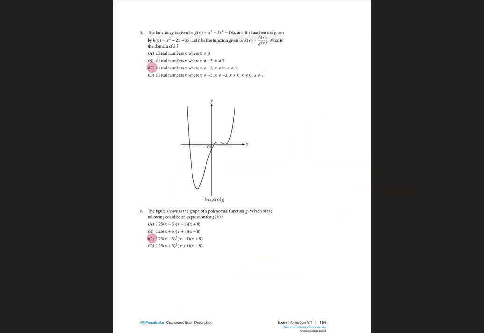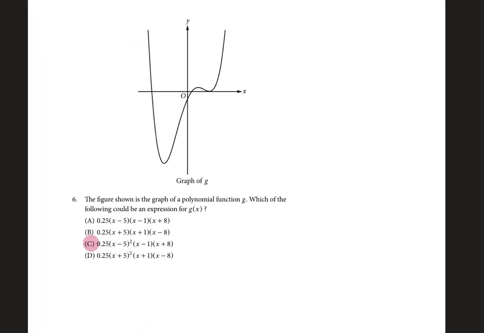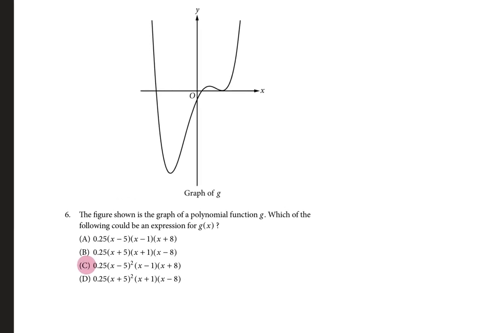Okay, number 6 says, the figure shown is the graph of polynomial function g. Which of the following could be an expression for g of x? So the things you want to pay attention to are the zeros. There's one here, one here, one here. And the one all the way on the right bounces, right? What does a bounce mean? Even exponent.